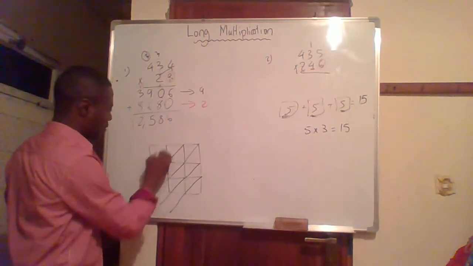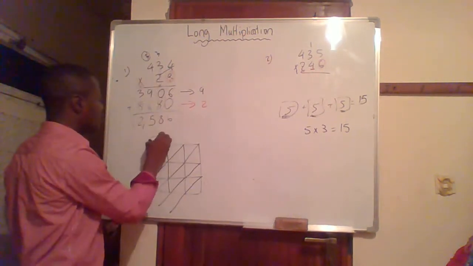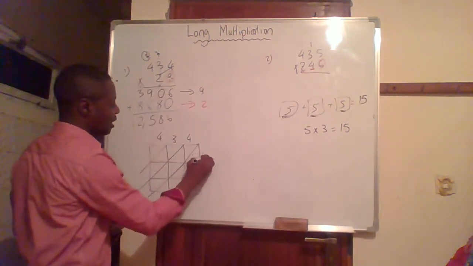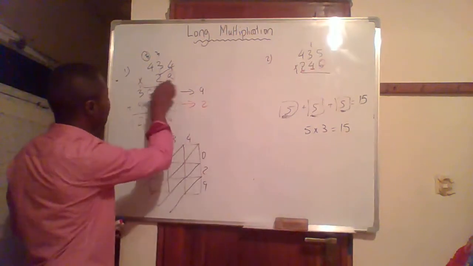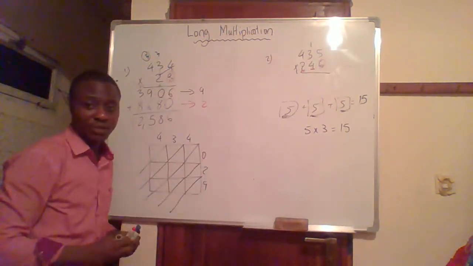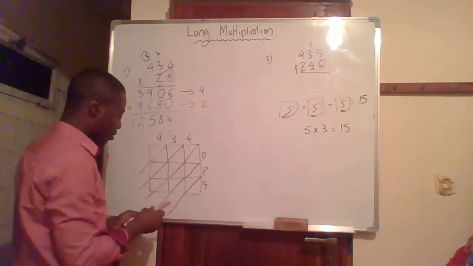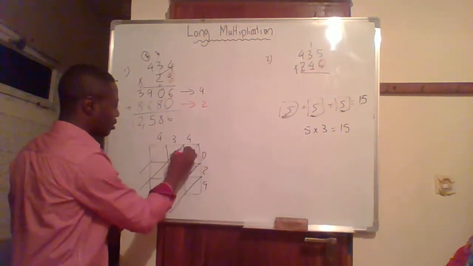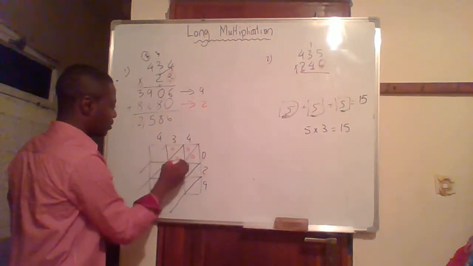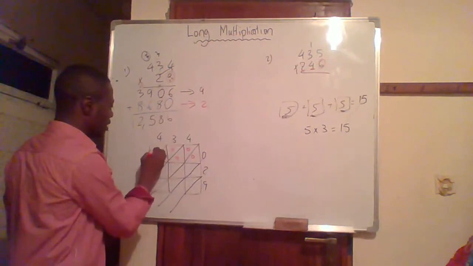Let's draw the diagonals. Let's write the numbers: 4, 3, 4. Then 0 to 9, it's 29. There's nothing in the hundreds, so I'm going to put a 0 in the hundreds. So let's multiply. 0 multiplied by any number is 0. So I have 0 here. 0 times 4, 0. 0 times 3, 0. 0 times 4, 0, 0.